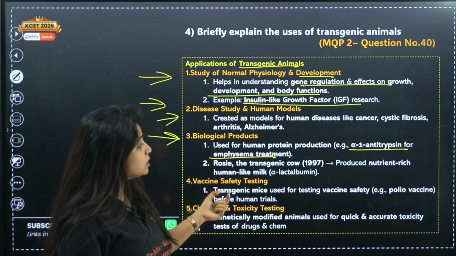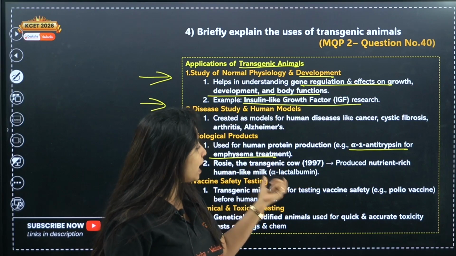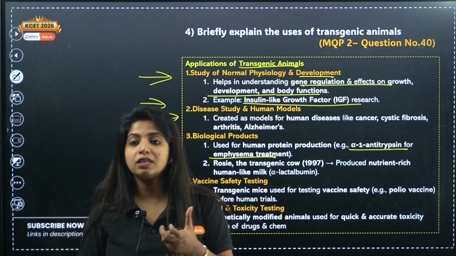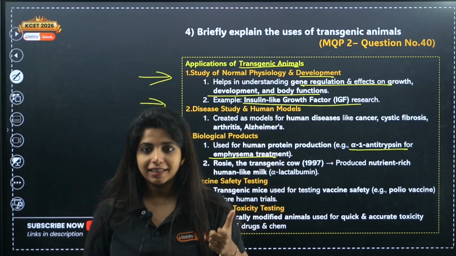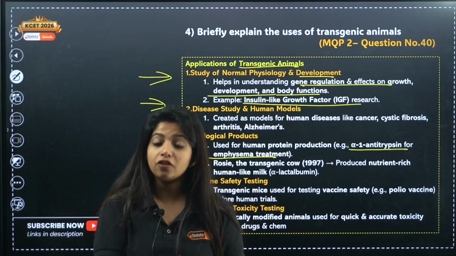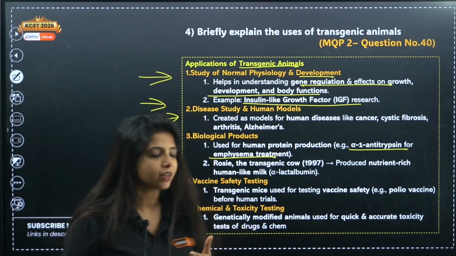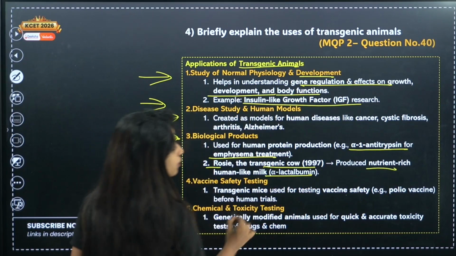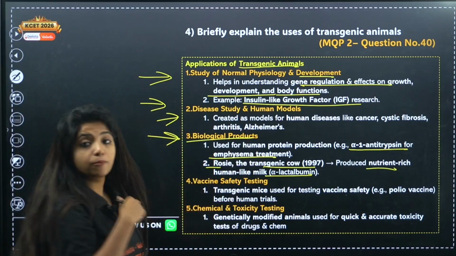Now the second thing, Rosie the transgenic cow in 1997 produced nutrient-rich human-like milk which has alpha-lactalbumin. So human milk has a great protein, and this protein's name is alpha-lactalbumin. Now suppose you make a cow produce it. The cow has the genes to produce this particular protein. Obviously the milk will be enriched with that, and that can be provided to all the other organisms as well. Organisms as in human beings only. So Rosie, the transgenic cow in 1997, produced nutrient-rich milk with alpha-lactalbumin. So over here we are making the organism produce the biological products as well.